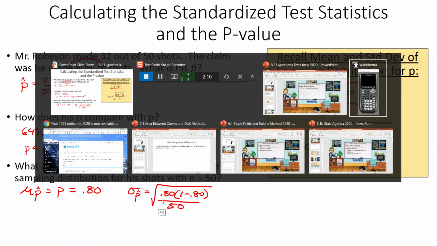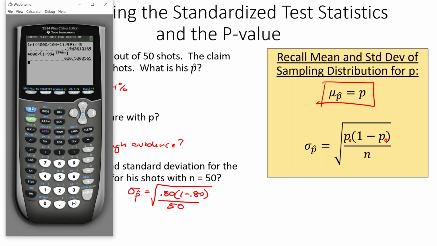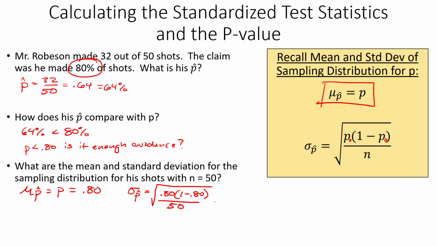Let's pull out our calculator and work that out. Second, square root, 0.80 times 0.20, divided by 50, enter, and we get 0.0565. That makes a big difference. There we go. So it's about 5-6%.